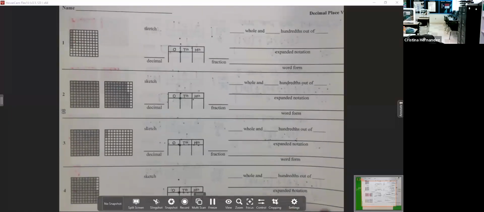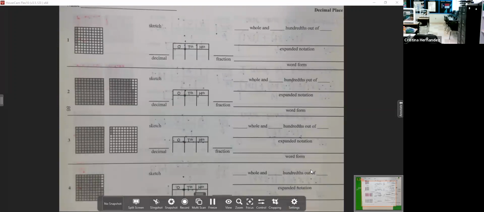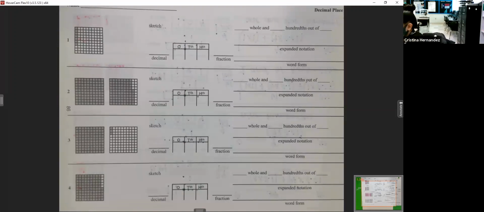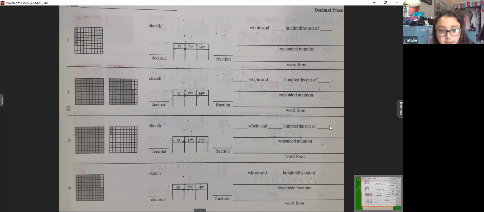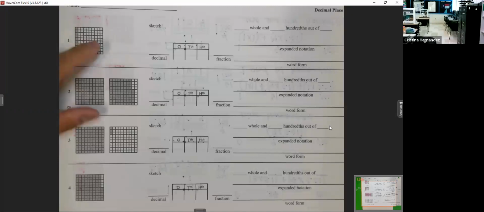Some of y'all can probably already start filling this in. I'm sure Adrian will once he puts his book away. He'll finish it. 86, who's with us? Let's give him a couple minutes. We probably have enough time to do maybe two more pages in that. Y'all that are here can start working on these.